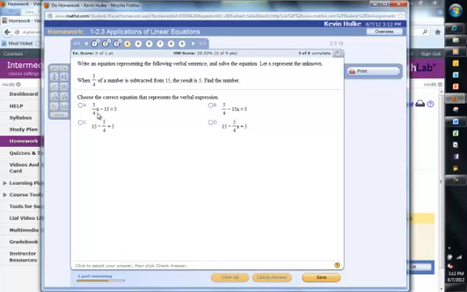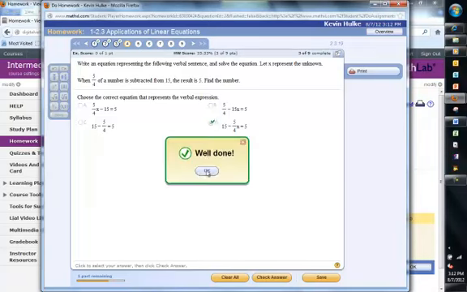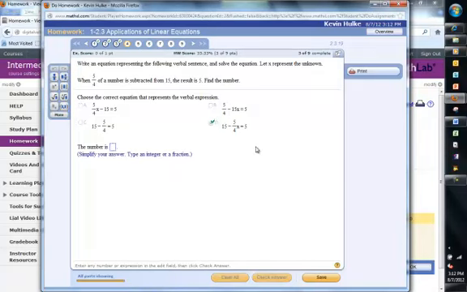5/4 of a number is subtracted from 15. So it's not this first one because the 15 has to go first. The result is 5. Find the number. So 15 minus 5/4 x is 5. Notice this one doesn't have the x in it. Okay. And then what is the number?